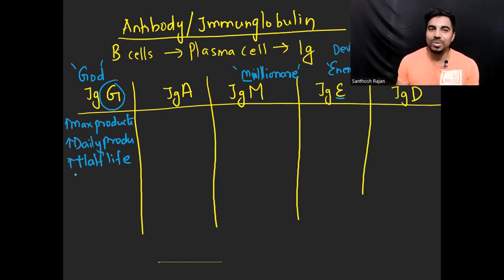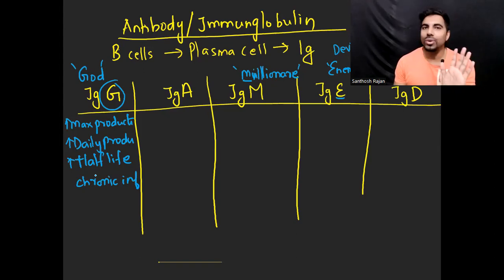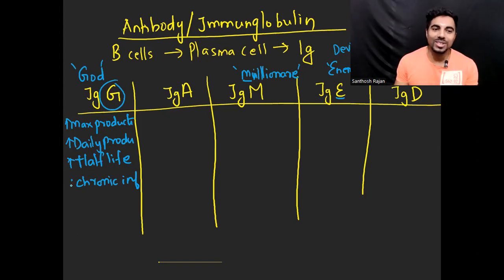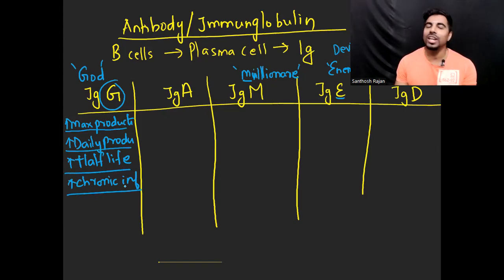Apart from that, anything you should remember here? Yes. Any chronic reaction, remember like this: any chronic infection comes, TB, whatever, hepatitis, etc., who helps? Your God will help you, okay? So that's also a question. Got it? Everything is a question. Maximum production, daily production, half-life, chronic infection, which immunoglobulin? Immunoglobulin G.